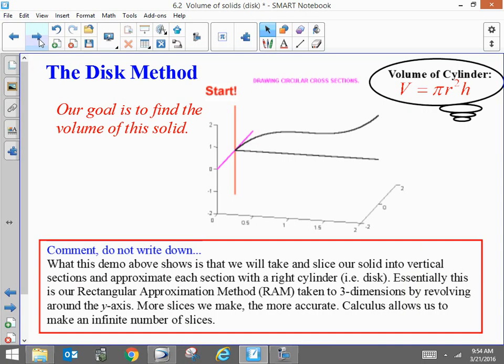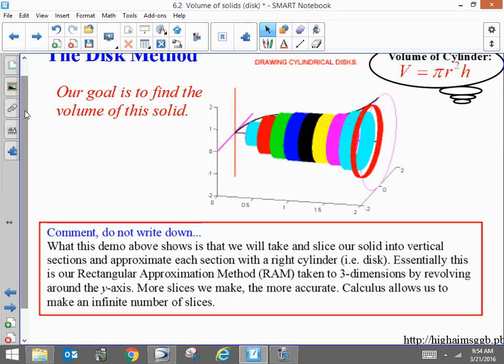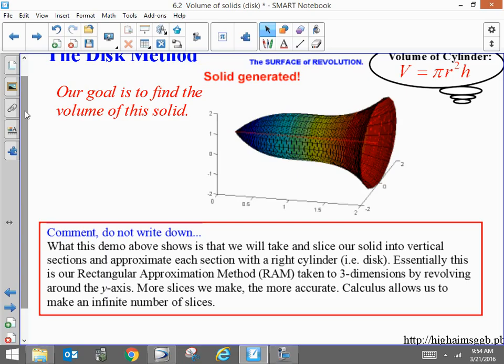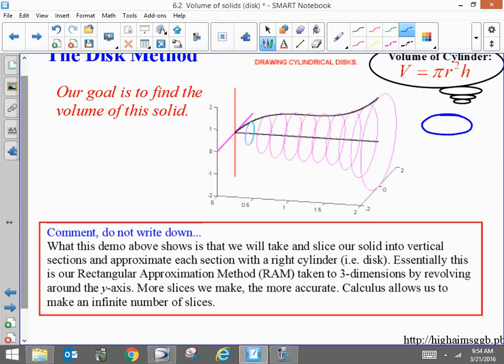The disc method is where we took this graph and we're looking at finding these solids. Now, a disc is a tiny cylinder. Here's the volume of a cylinder, pi r squared h. Here's your large cylinder from geometry. Here's your r, here's your h.